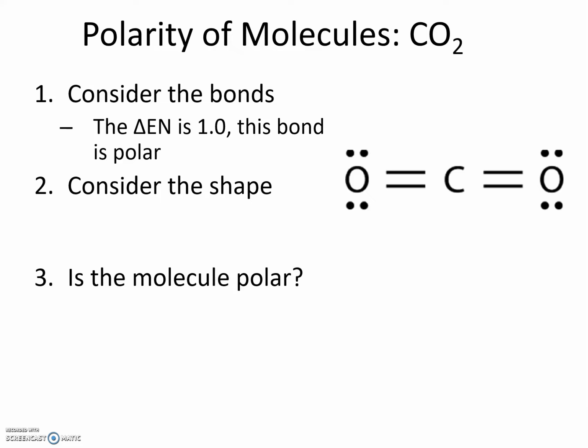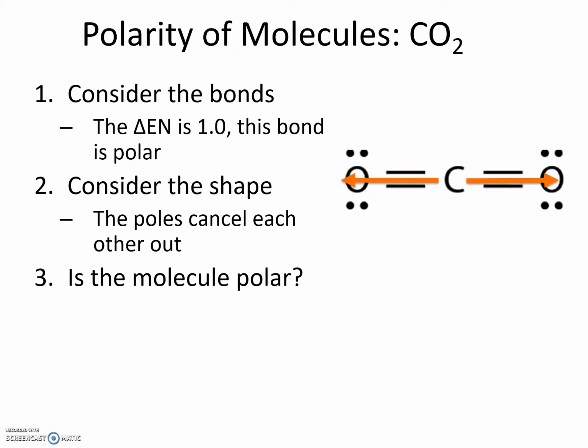We know from our VSEPR theory that carbon dioxide has a linear shape, which means if I draw in those arrows to represent how the electrons are being pulled, they're being pulled equally in opposite directions. So even though the bonds are polar, there's no net dipole. There's no one side of the molecule where the charge is slightly negative and the opposite side is slightly positive. So this is not a polar molecule.